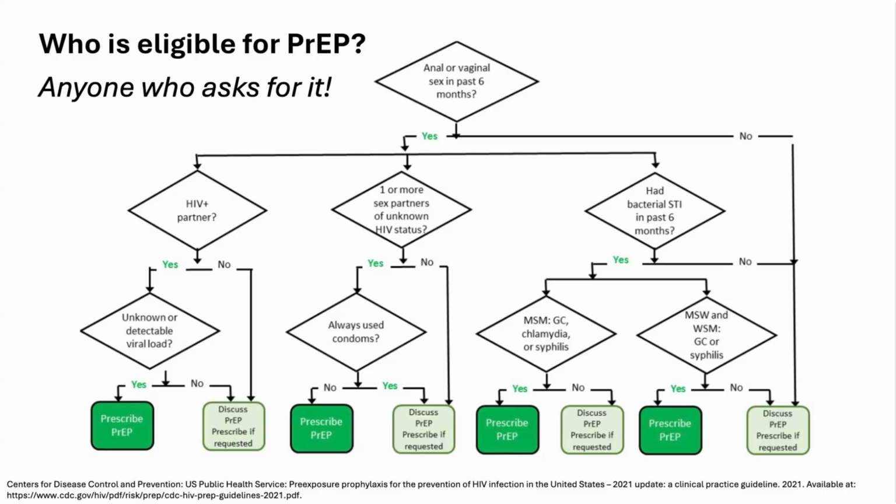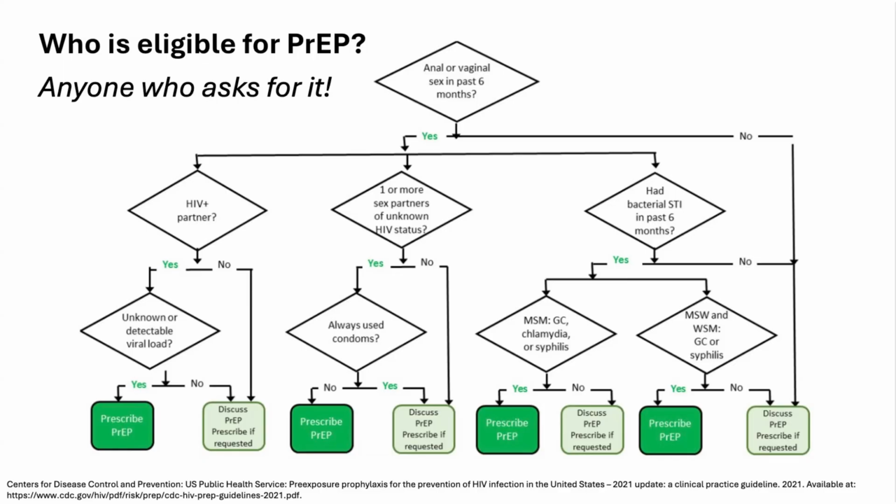Beyond that, though, what are indications for PrEP? Well, if someone has had anal or vaginal sex in the past 6 months and has a partner with HIV who is not known to be suppressed on their HIV treatment, then PrEP would be indicated.